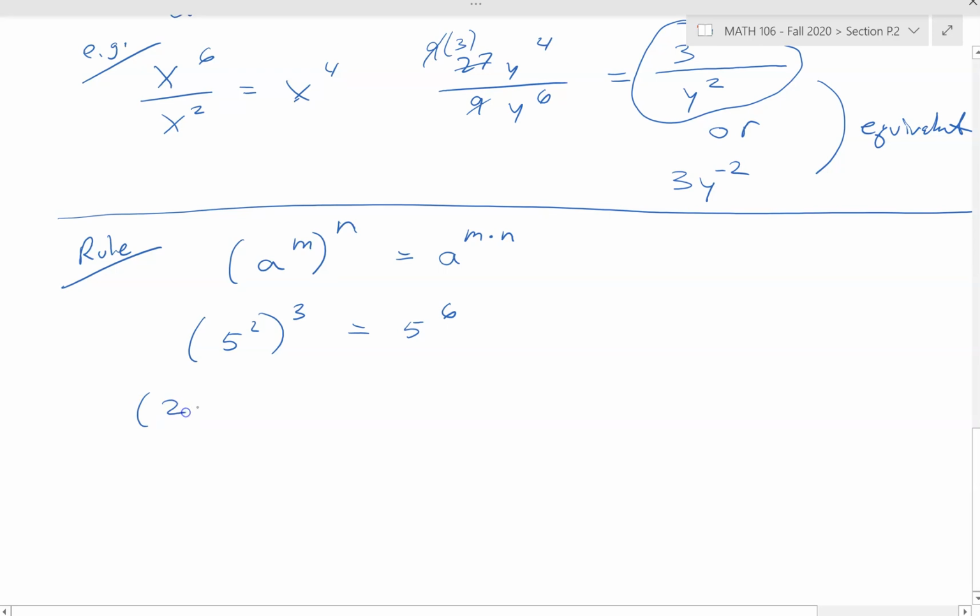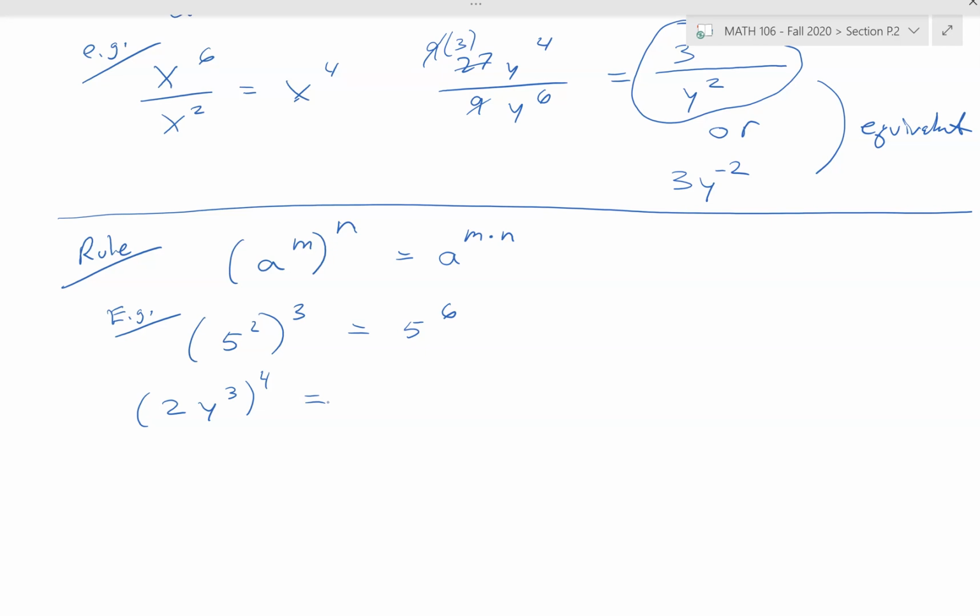Let's do 2y to the 3rd power raised to the 4th power. So these are examples. So what do I do here? Not only do I have that y cubed, but I also have that 2. Do I just bring the 2 out, or do I also have to raise that 2 to the 4th power?